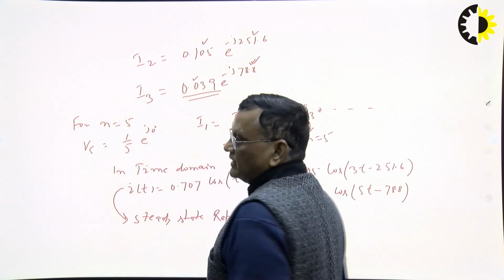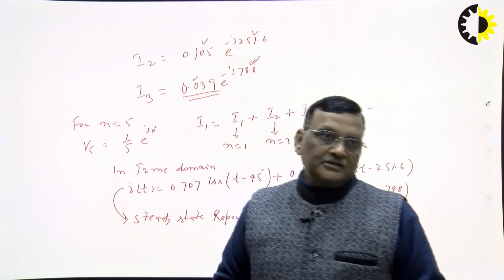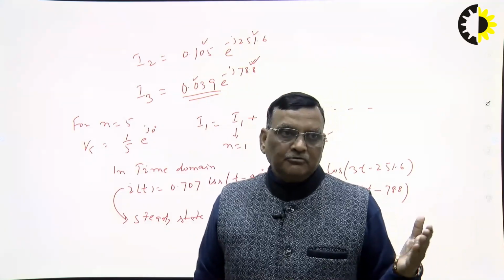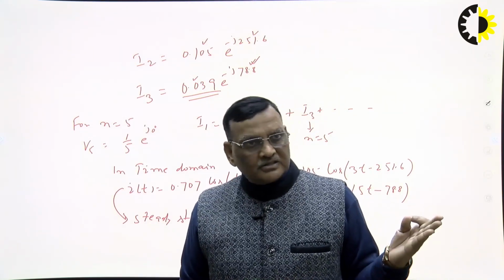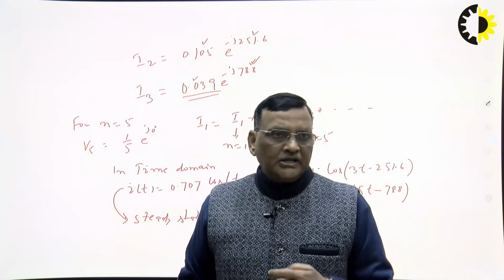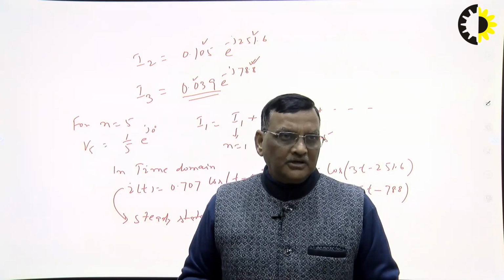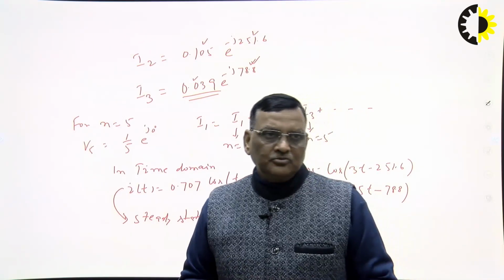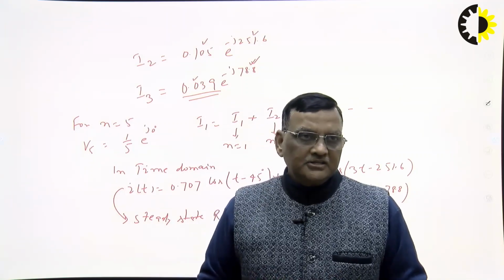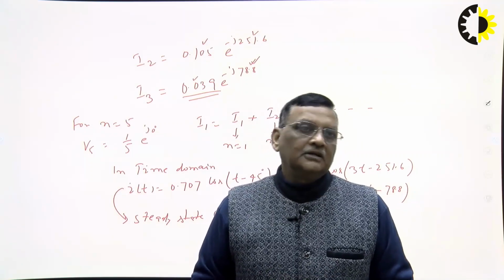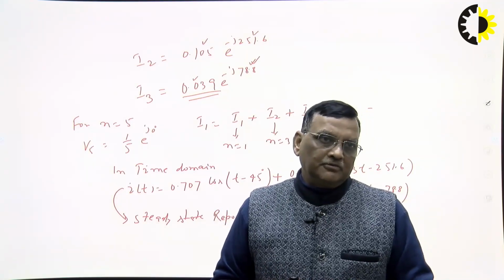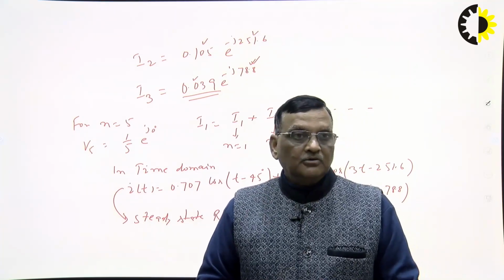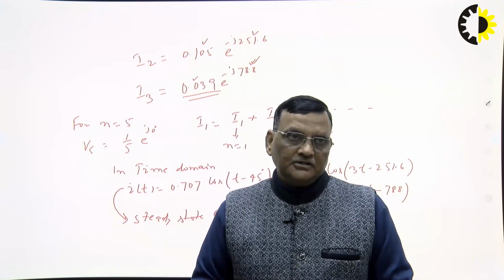So this way we can carry out the steady state response of a network excited by a non-sinusoidal periodic waveform. What is the approach? The approach is to convert the circuit into the phasor form, carry out all the calculations, with all the current components in phasor, and finally convert back to the time domain. So this is the approach to find the steady state response of a network or circuit excited by a non-sinusoidal periodic waveform. This is all about the direct phasor approach to find the steady state.